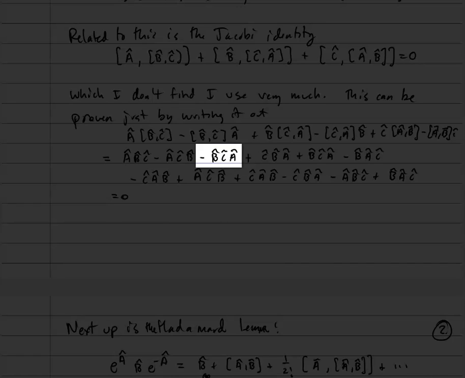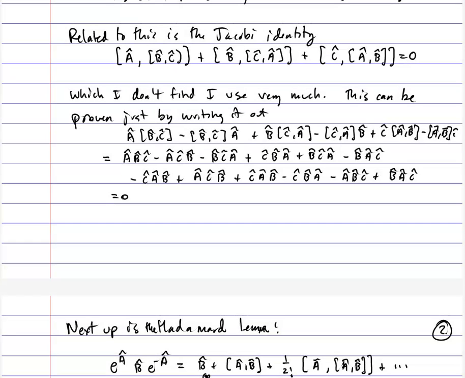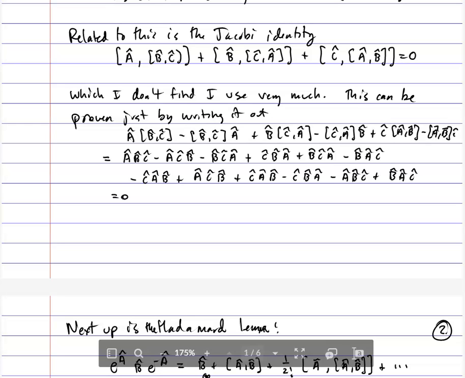Let's look at minus BCA. Minus BCA, I just have to go 2 terms after that, I get a plus BCA, so that cancels. And you can go through and work through every single term, and you'll see every term that appears with a plus sign has another term that appears with a minus sign that matches it and cancels it. And so the net effect is that the whole sum is equal to 0.